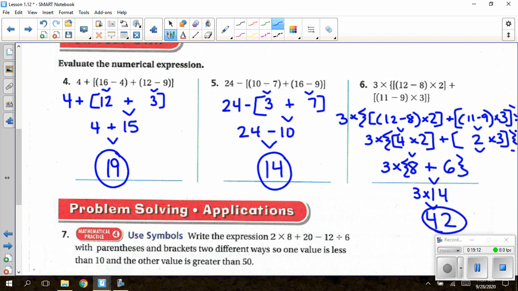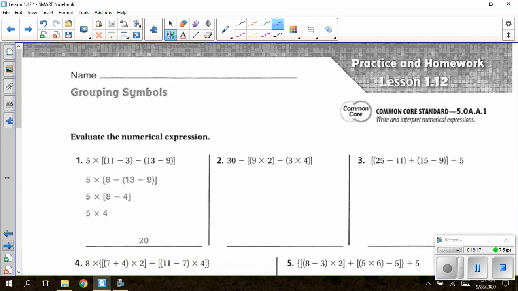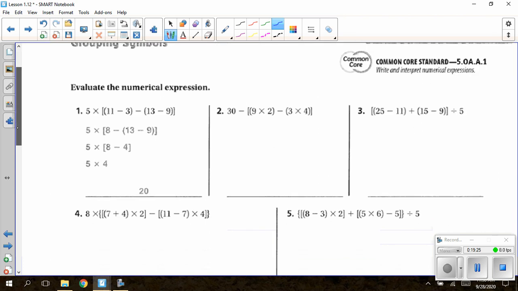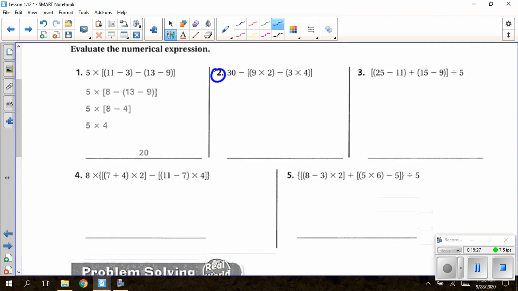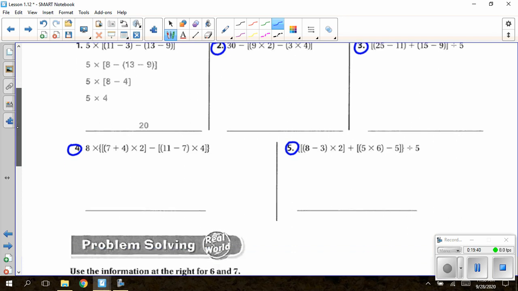So to get started on our homework, we are going to solve questions 2, 3, 4, and 5 on the top. So 2, 3, 4, and 5 from the top. Again, make sure you're showing all work. Make sure you're bringing down everything that you do not use so nothing is lost.